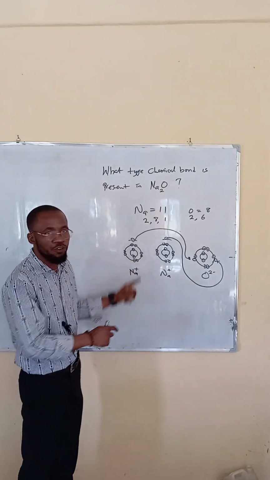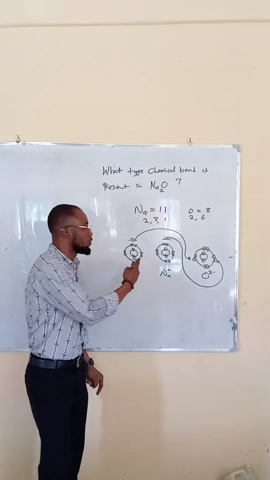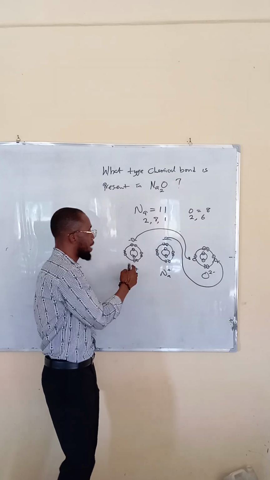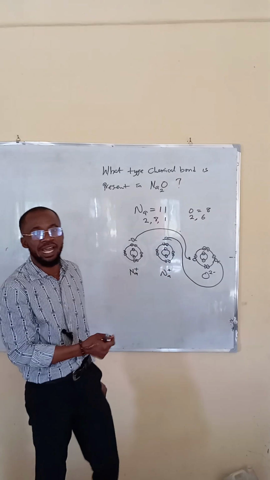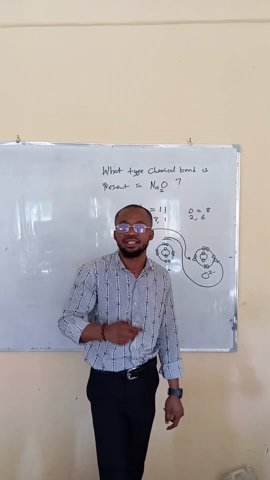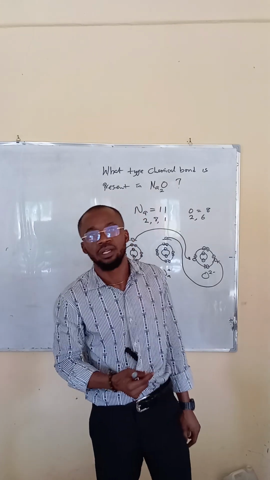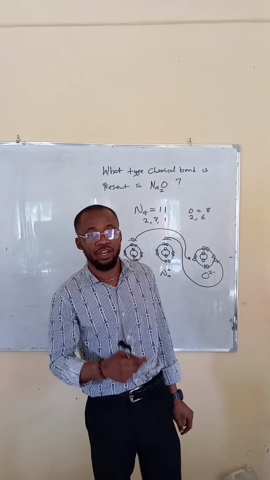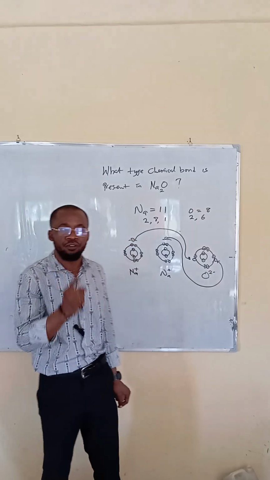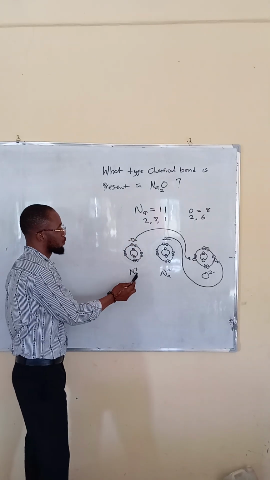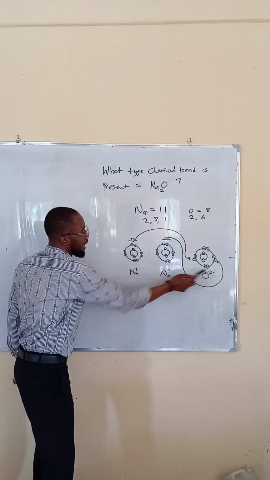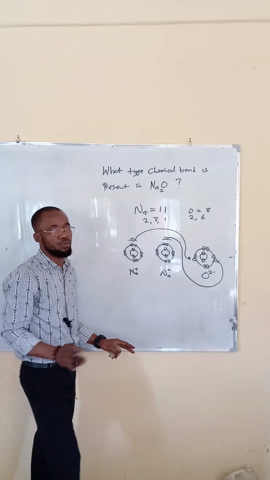Now, what kind of bond can you see here? You can see transfer of electron from one atom to another. And this type of bonding is known as electrovalent bonding or ionic bonding. We call it ionic bonding because it involves the formation of ions. As you can see, we now have sodium ion and oxygen ion. So that is how to answer a question like this.